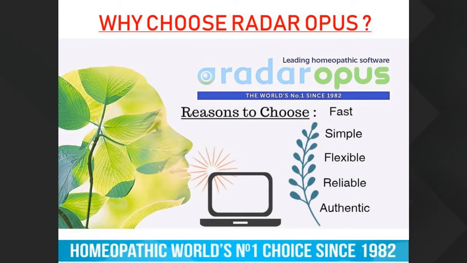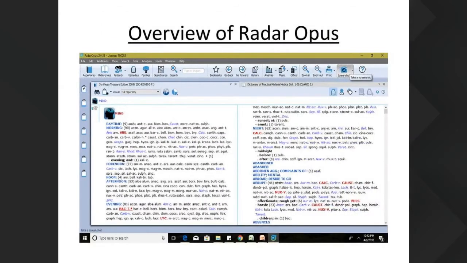So why should we choose Radar Opus? Clearly, it is very fast, simple, flexible, and reliable, and you'll be getting all the authentic source information in the software. So this is an overview of Radar Opus, an overview of the interface of Radar Opus. We'll be taking it in depth later on in the presentation.